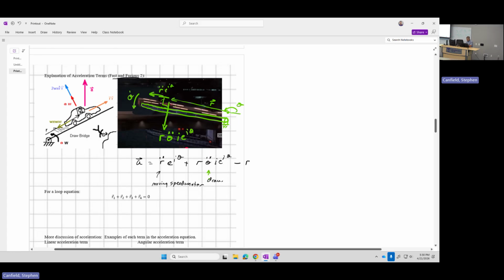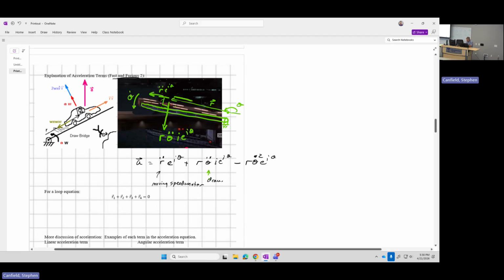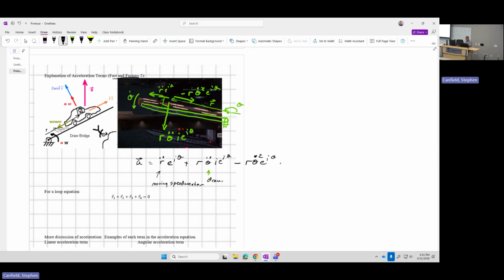Third term is minus r theta dot squared e to the i theta. Oh, I forgot my squared: theta dot squared e to the i theta. Okay, what's its direction? Its direction is in the e to the i theta negative. So it's r theta dot squared, negative e to the i theta. So it's completely opposing my motion along the bridge here. And then the last term is the Coriolis term.